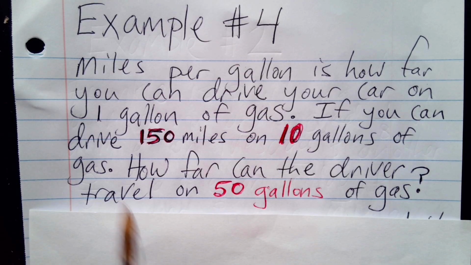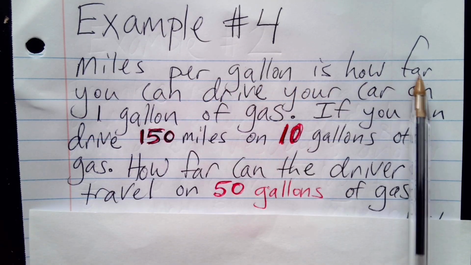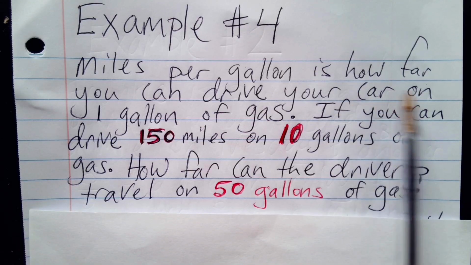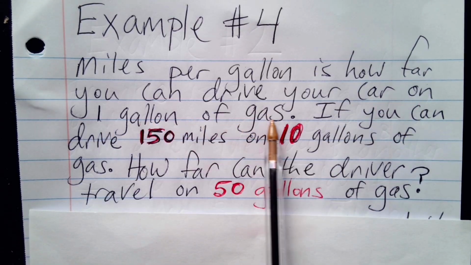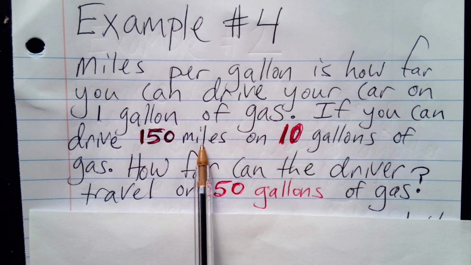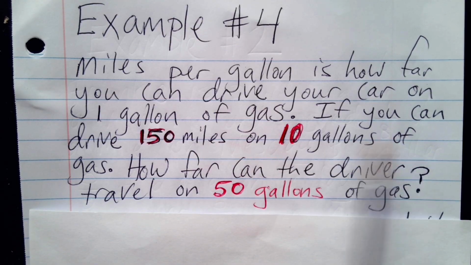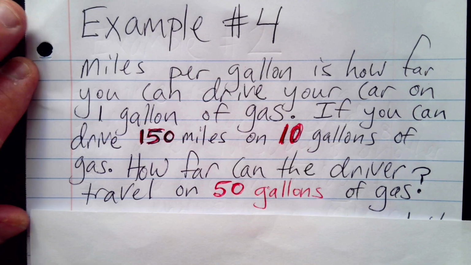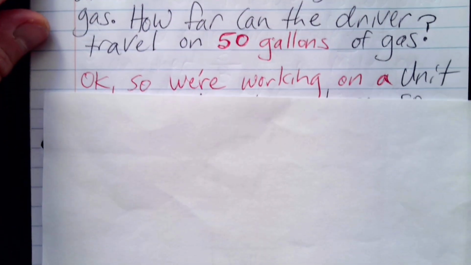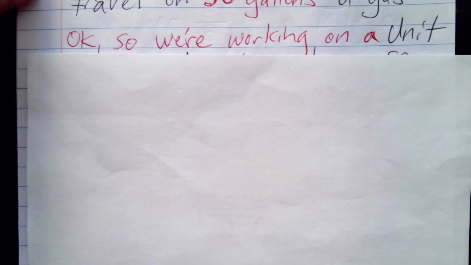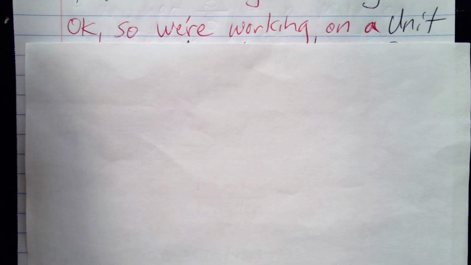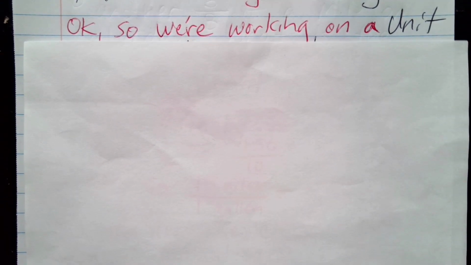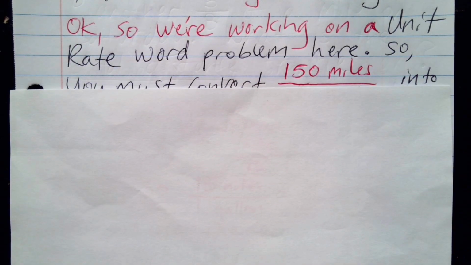Okay, so let's read through this problem again. Miles per gallon is how far you can travel your car on 1 gallon of gas. If you can drive 150 miles on 10 gallons of gas, how far can the driver travel on 50 gallons of gas? So let's go ahead and take a look how we're going to solve this particular problem. It's a unit rate. So we're working on a unit rate word problem here.